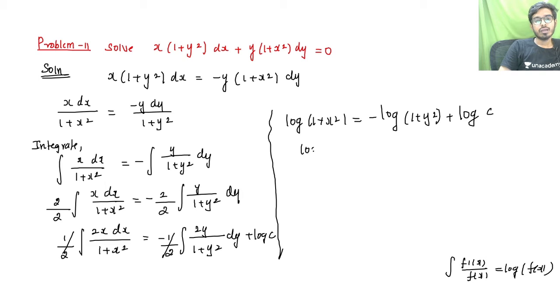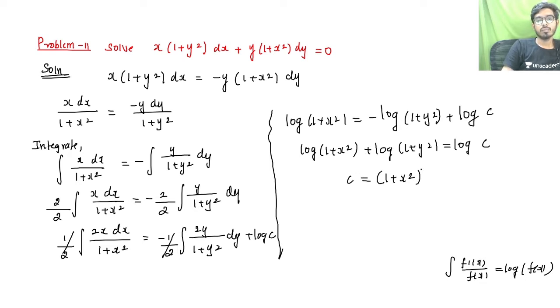So this will be log of 1 plus x square plus log of 1 plus y square is equal to log c. Just use the property log a plus log b is log ab. So you will have log of 1 plus x square into 1 plus y square is equal to log c. Log will get cancelled, so we have c is equal to 1 plus x square into 1 plus y square, which is the required solution.